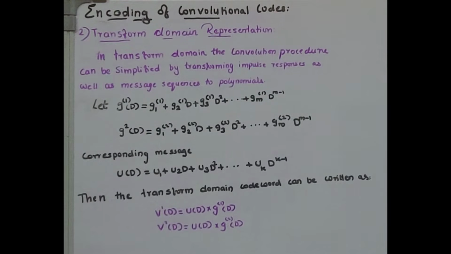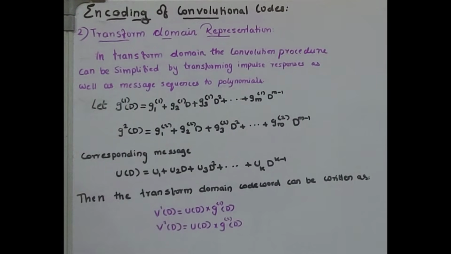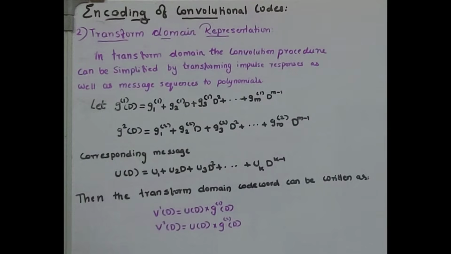That is, in transform domain representation, we convert or transform the impulse responses, that is the message sequence and the generator sequence. There are two sequences. We can find the code word by using the message sequence and generator sequence. So convert the message sequence and generator sequence into polynomials, multiply the two polynomials, and convert to binary. This is how we find the code word in transform domain representation.